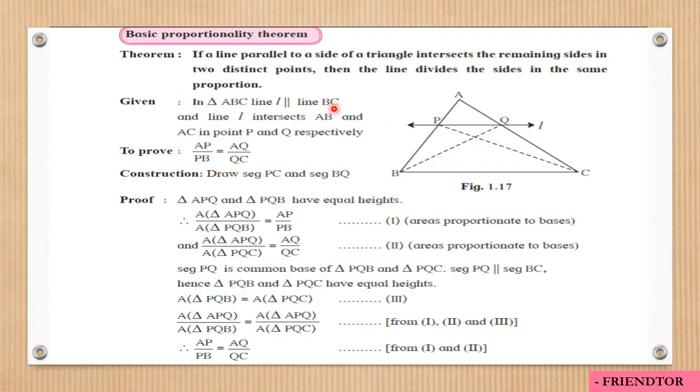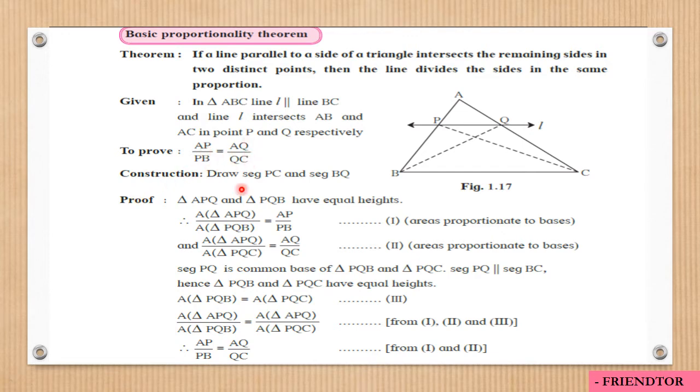In triangle ABC, line L is parallel to line BC and line L intersects AB at point P and AC at point Q. So these things we know, that is given in the statement, and we need to prove that this ratio is the same. That is AP upon PB is equal to AQ upon QC. So to prove is AP upon PB equals AQ upon QC.